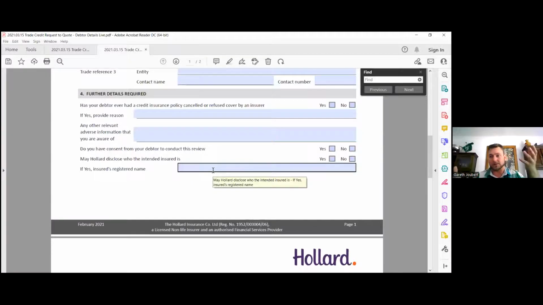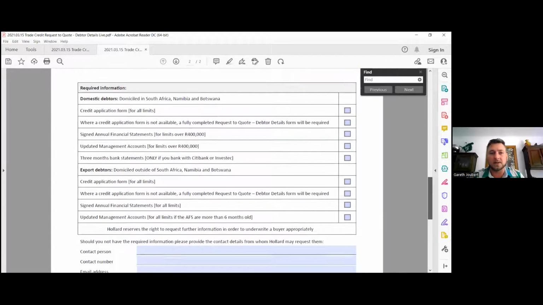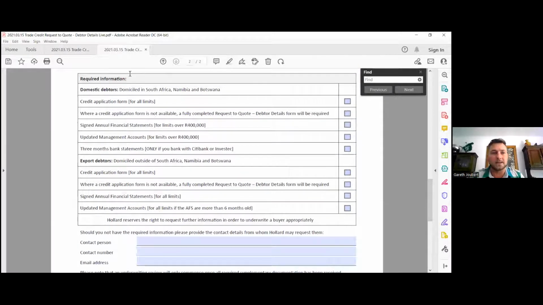Okay, so do you see the difference? The request to quote is by default anonymous unless you put the details in there on that section, and the other one is inherently open unless you ask us to keep it confidential. Okay, so those are all the fields that you need to complete. As you can see here, these are other information that we would require in order to complete the request.